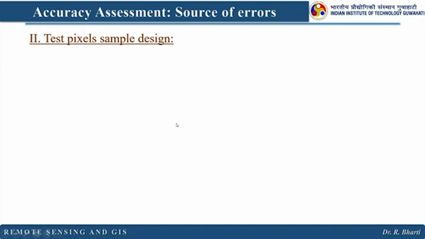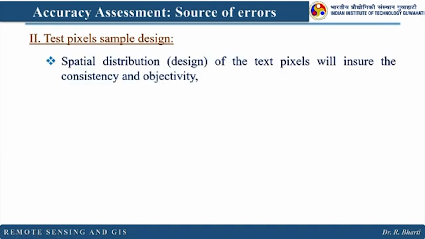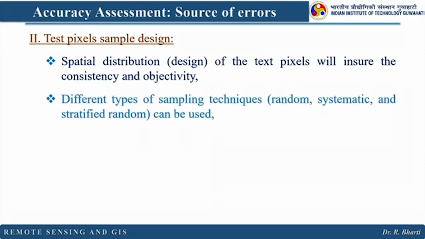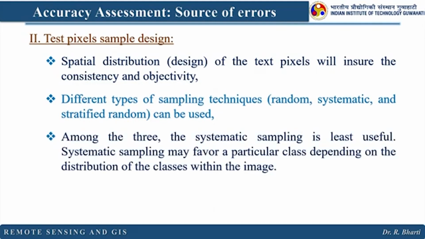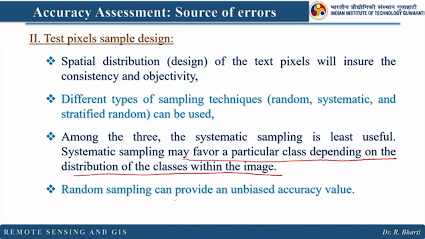Now, the next is test pixel sample design. So, spatial distribution of the test pixel will ensure the consistency and objectivity. Different types of sampling technique like random, systematic, stratified random can be used here. Among the three, the systematic sampling is least useful, and systematic sampling may favor a particular class depending on the distribution of the classes within the image, and random sampling can provide an unbiased accuracy value.